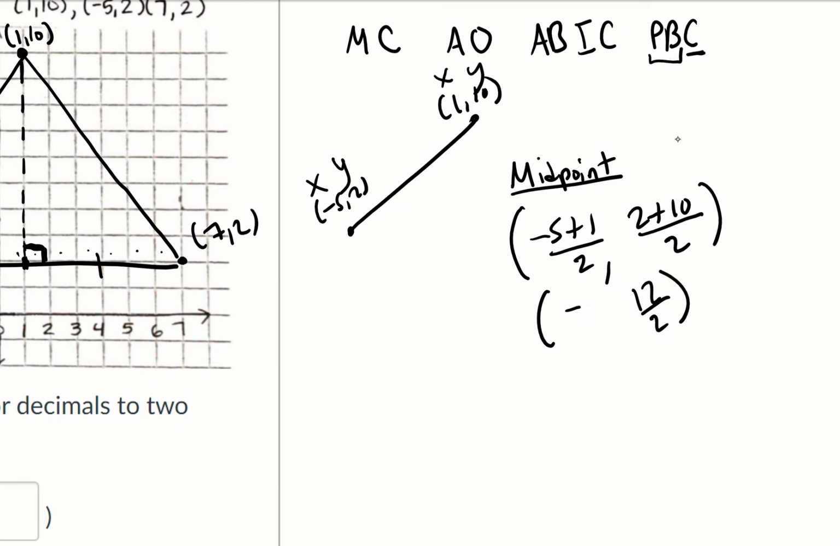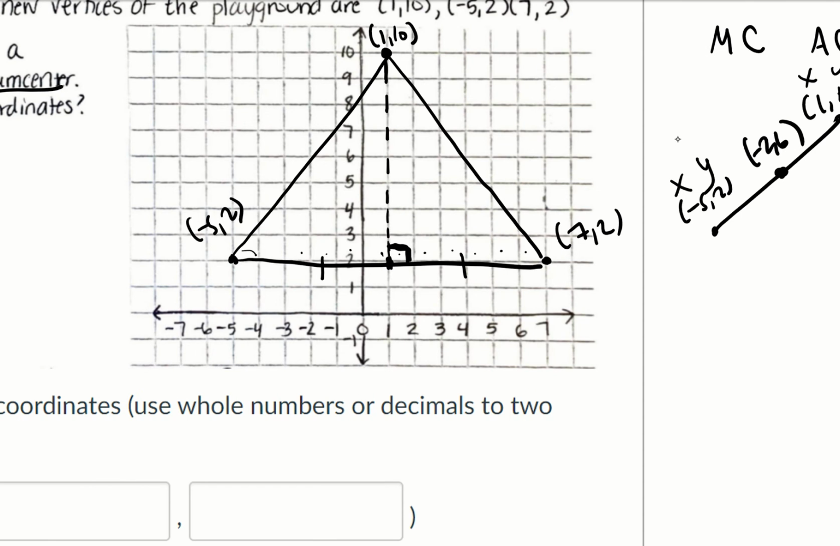So -4 divided by 2 is -2. 12 divided by 2 is 6. All right, so that's my midpoint. So my midpoint here is -2, 6. And we'll label that on here. And that kind of makes sense, that looks like it's in the middle. So far so good. All right, so now we're going to cut this at a 90-degree angle.